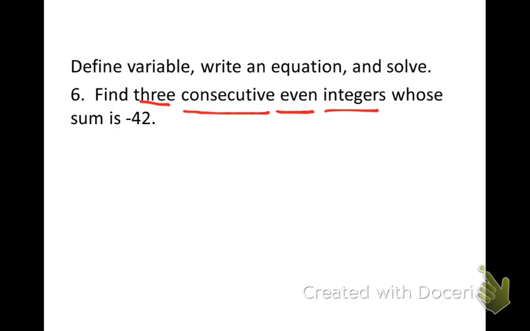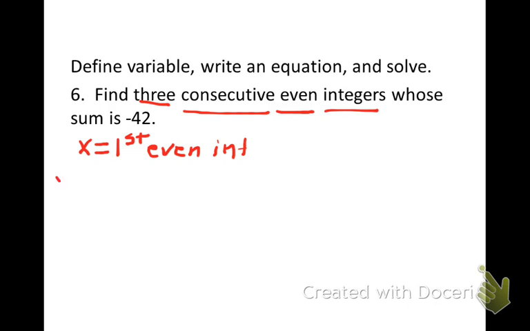So we don't know what they are, so I'm going to let x equal the first even integer. So I want to be more specific than just saying that it's any number now, because it gives me some specifics in the problem. Well, how far apart are even integers? What do you do to 4 to get the next even integer? 6. Well, you add 2. What do you do to 6 to get 8? You add 2. So even integers are always 2 apart.